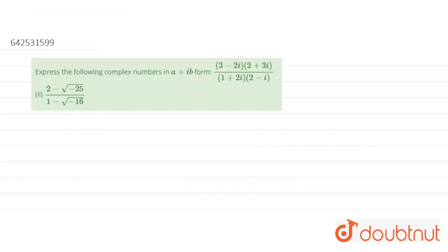The question is, express the following complex number in a plus ib form. We have to express these two complex numbers in a plus ib form. So let's do the first part.